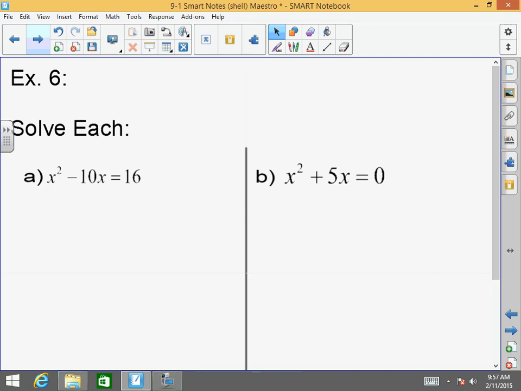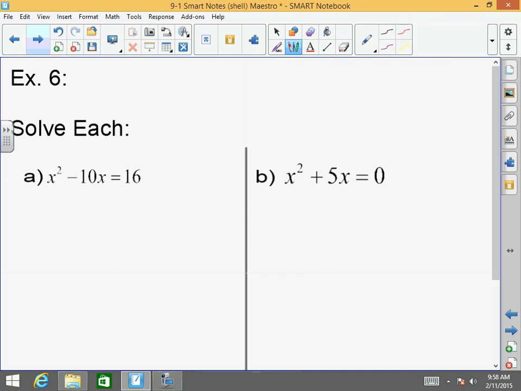Let's solve each. Now in this case, it's not going to be the square root method. Here, you're out of luck and you're going to have to factor. How do you know when to do what? When I have an x squared and an x, you have to either factor, complete the square, which is a bit of a pain, or use the quadratic formula. So I'm going to hook you guys up right now.